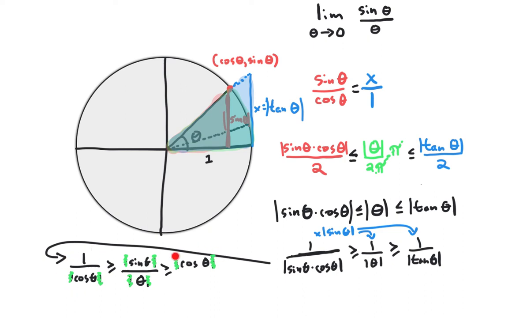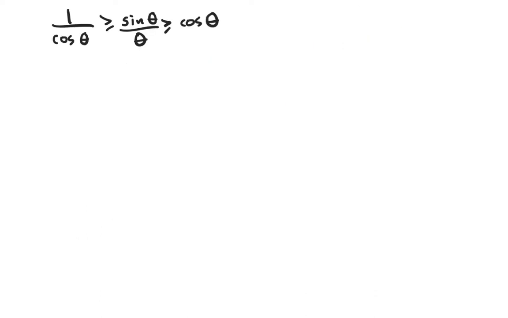We have our squeezing functions, 1 over cosine theta and cosine theta, squeezing the thing we're interested in, sine of theta over theta. So we'll go on to the next board here. And this is what we have. So we can take the limit of these guys, thinking of what the limit of cosine theta is as theta approaches 0. Well, that approaches 1. So this limit will be 1, and same with the right-hand side. So let's go ahead and do that.